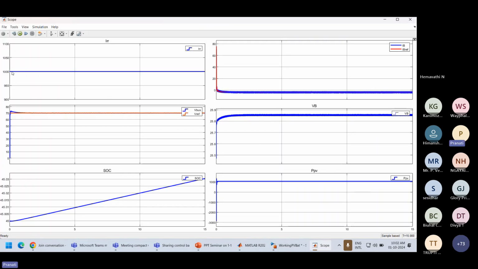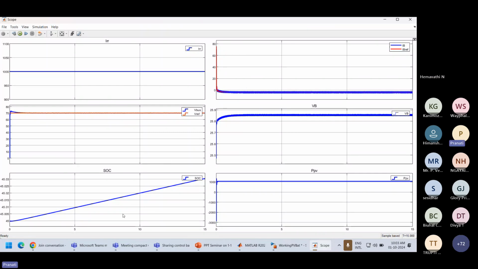See, at 1000 watt per meter square, this is our irradiance. At this, in spite of the battery charging or discharging at any point of time, the battery voltage is maintained at 70 volt. And the state of charge is increasing, because the battery is discharging at this point. Now, battery current: the blue line is the battery current, the red line is the reference value. See, the battery current coincides with the reference value.